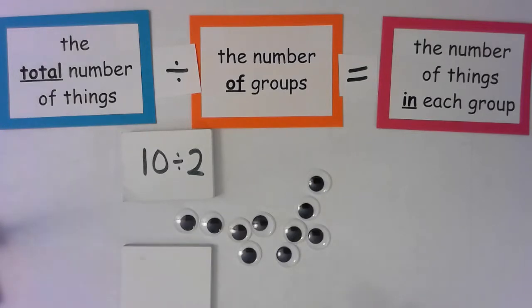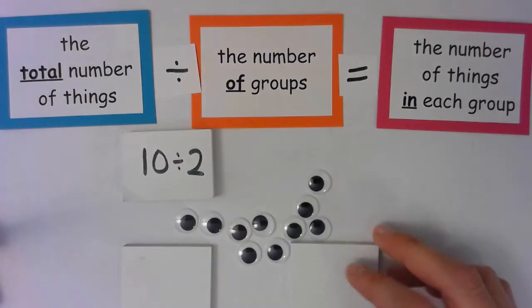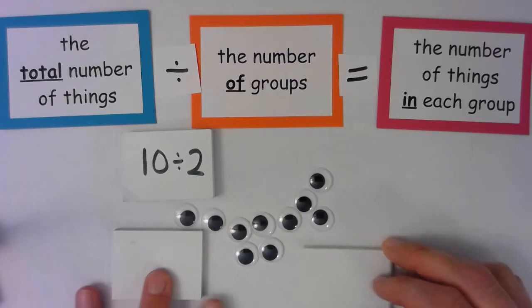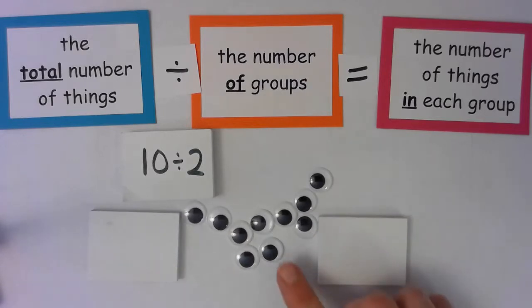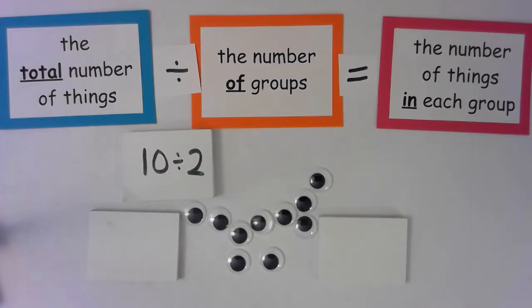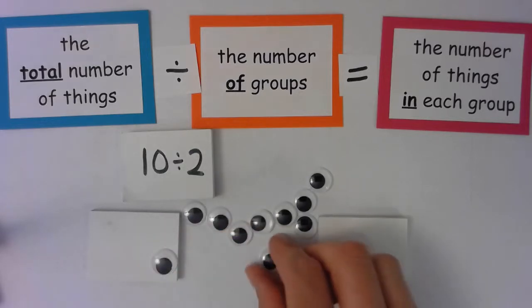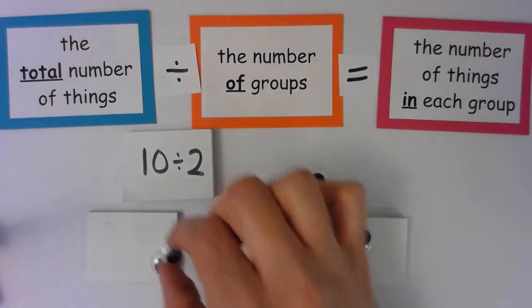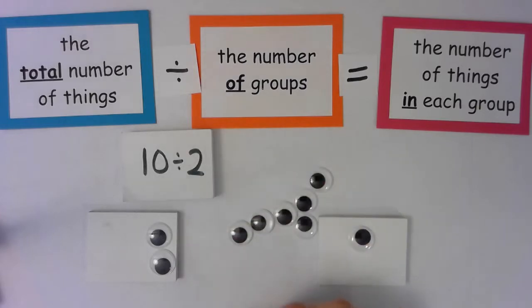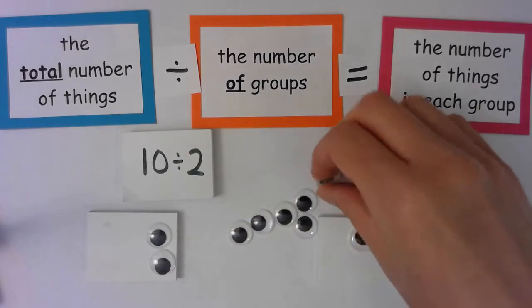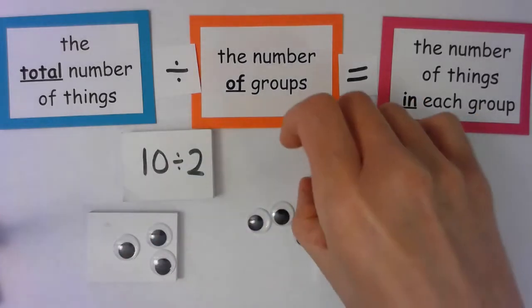So here's one group, and here's another group. These are my two groups that I'm going to share these 10 eyes equally between. There's a couple of different ways I'm going to do this. One strategy for division is dealing them out. Just like you deal cards, one to one player and one to the other, I'm going to deal out these eyes. I'm going to put one here and one here. A second one for you, and a second one for you. A third one for you, and a third one for you.